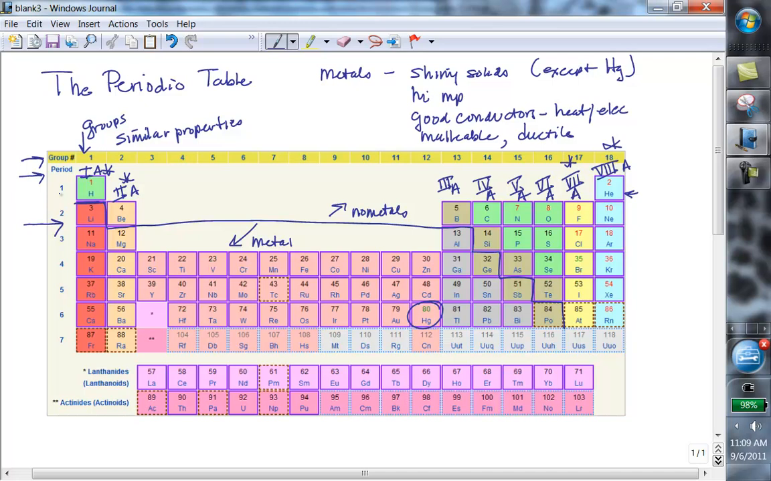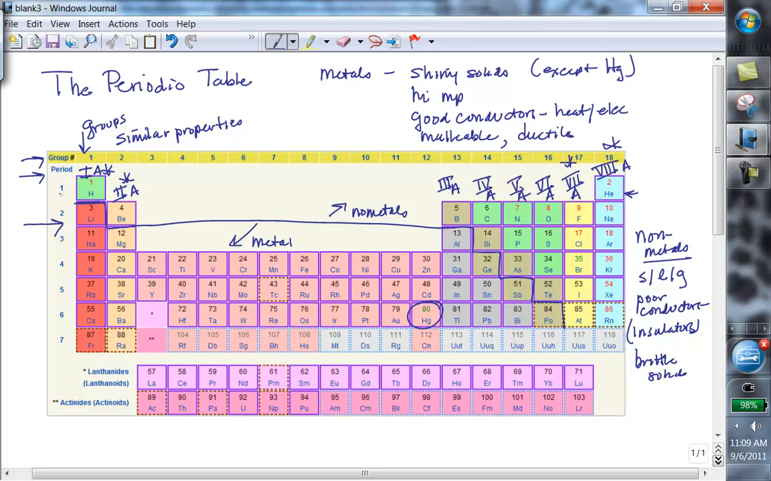The nonmetals, on the other hand, have very different properties. They're almost exactly opposite. They tend to be solids, liquids, or gases, and when we talk about the nonmetals, we'll look at that specifically. They are usually poor conductors, which makes them insulators. And lastly, the solids tend to be brittle solids.